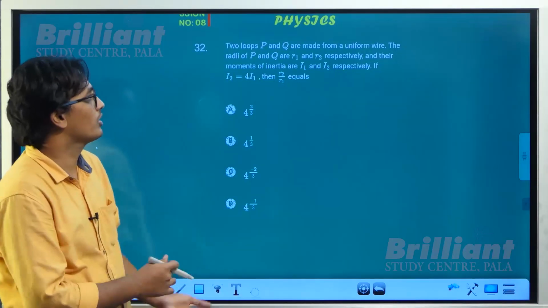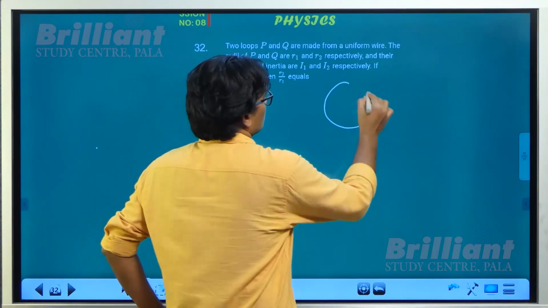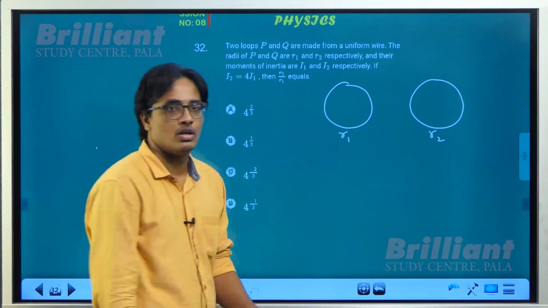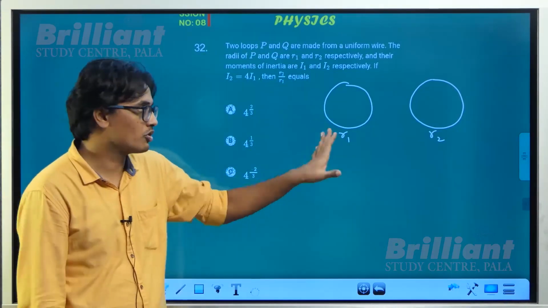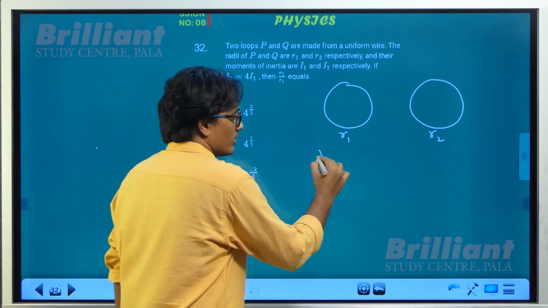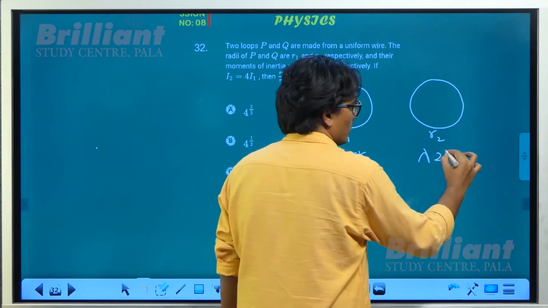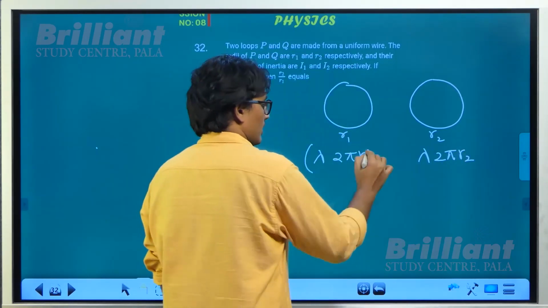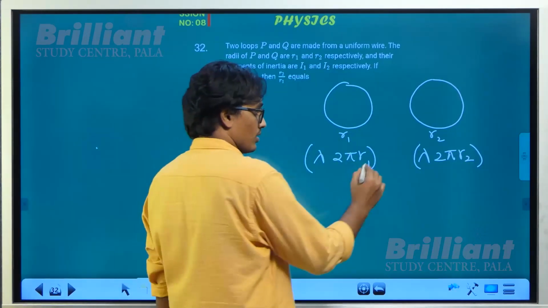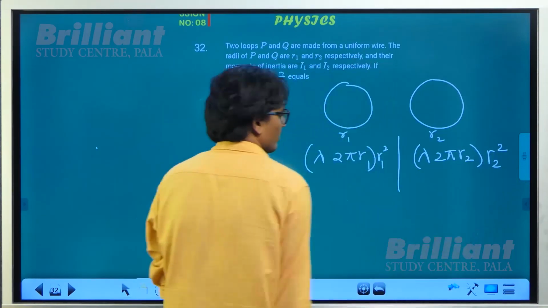Two loops are made of uniform wire. The radii of P and Q are R1 and R2 respectively, and their moments of inertia are I1 and I2. So they are wires. If you assume mass density as lambda, then the mass of this one is lambda into 2 pi R1, the mass of this is lambda into 2 pi R2. This is mass. Moment of inertia is mr square.